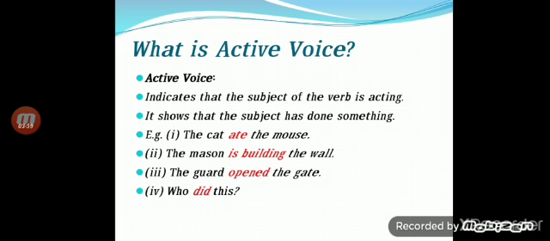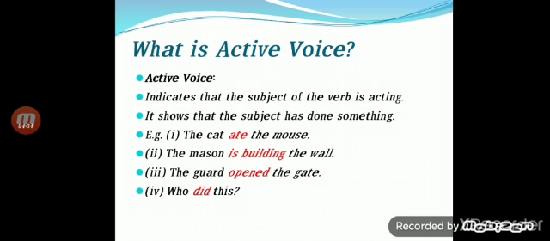How do we identify an object in the sentence? We raise the question with the question word what. What did the cat eat? The cat ate the mouse. So the mouse is an object. What is the action the cat is doing? The action is eating. Ate is the past tense of eat. So eat is the verb.